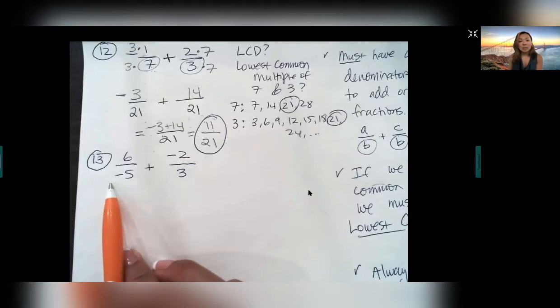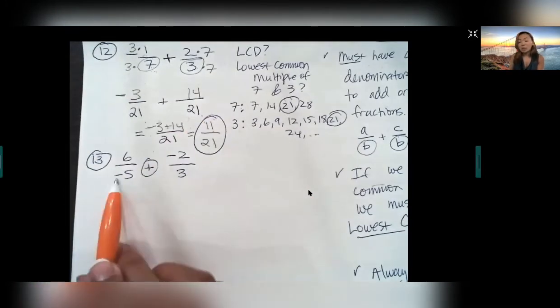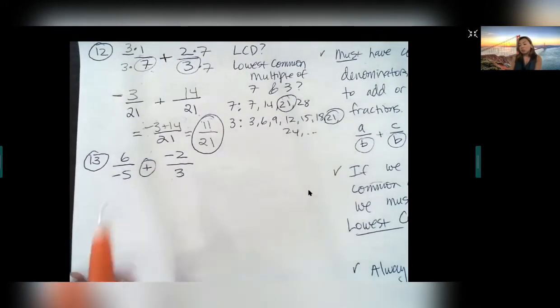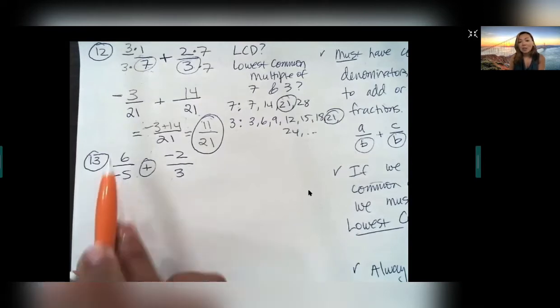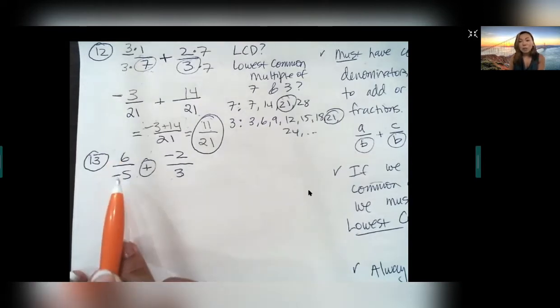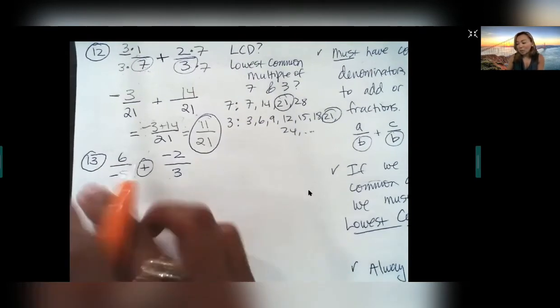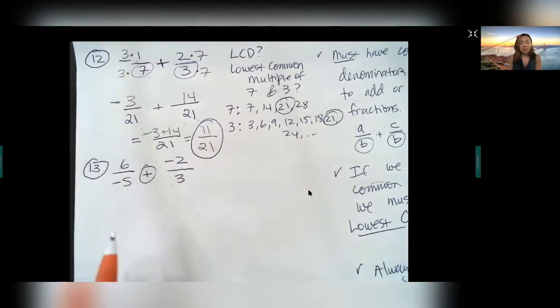Now let's look at number 13. Here I see the addition sign. So right away, I know I need a lowest common denominator because the negative 5 and 3 are not the same. I see this negative 5 here. Just letting you know, this negative sign can either go on top or on bottom. So if it trips you out to see a negative in the denominator, put it on top, right? So ignore this negative here and just put the negative on top. It doesn't matter where the negative goes.